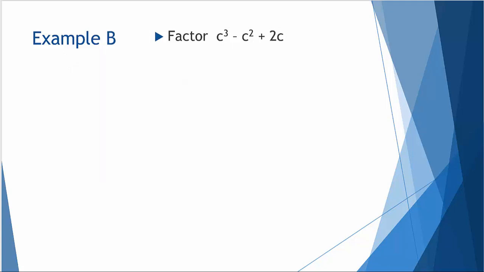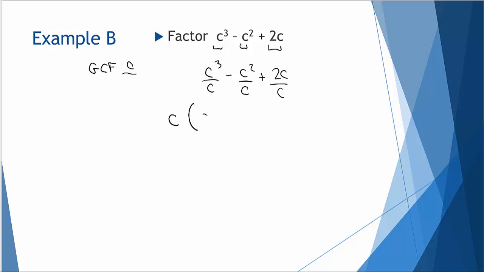Our next example is a trinomial. It has 3 terms, but we're not able to factor it right away into 2 parentheses because we actually have a greatest common factor. We always want to look for that greatest common factor first, and in this case, it's a c. So we're going to divide each term by c. Now you don't actually have to show this division, I'm just showing you so you understand what's happening. So we're going to factor out a c, and we're left with c squared minus c plus 2.